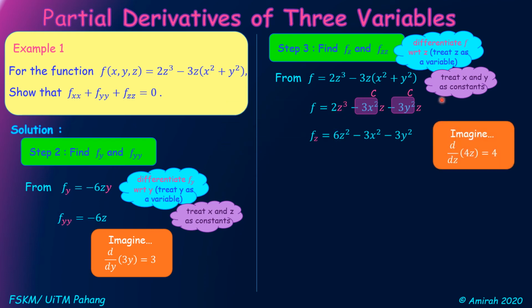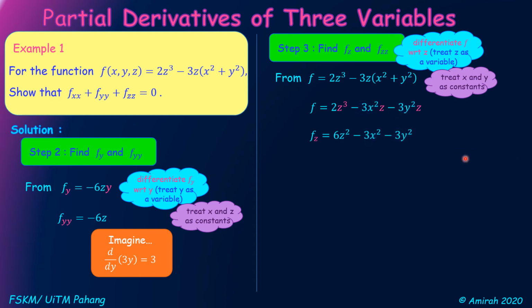And then to differentiate constant times z here, we can imagine, let's say we want to differentiate 4z with respect to z, so the answer equals 4. So that's why when we differentiate constant times z here, 4 is a constant. So when we differentiate constant times z, the answer equals the constant. And the same goes for 3y squared z. When we differentiate constant times z, we have the constant here. We refer from this.